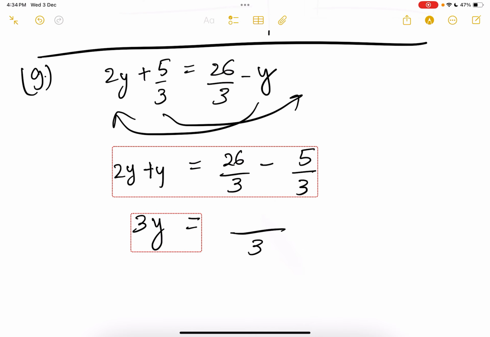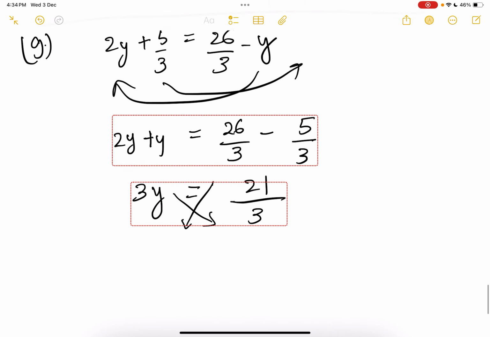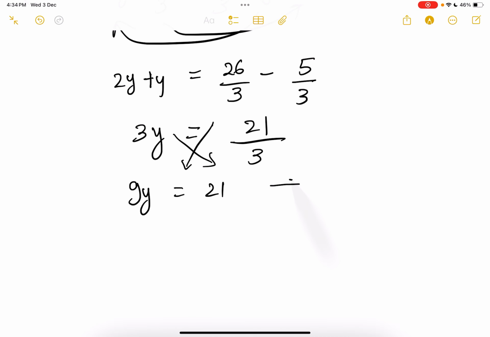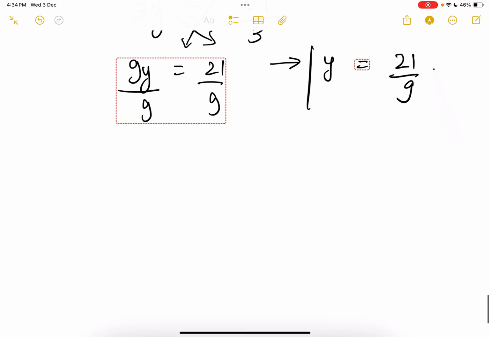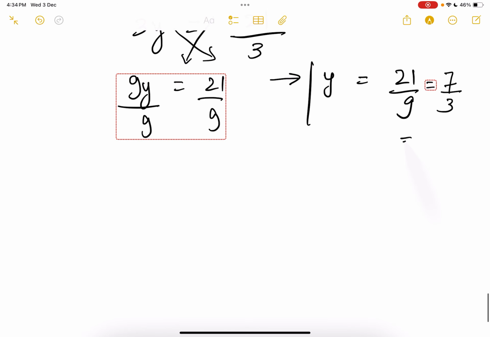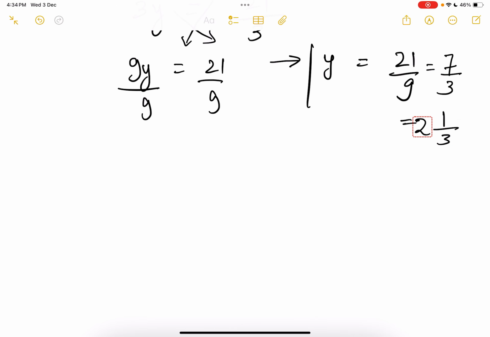Adding this will be 21. Now there is 3. Either you can cross multiply in this, or you can just divide both the sides by 3. Let's do cross multiplication. Now I'll divide both the sides by 9. This is the final answer. You can reduce it. You can leave it, or you can convert it to mixed fractions, or even to decimals. Then one last question we can take up.